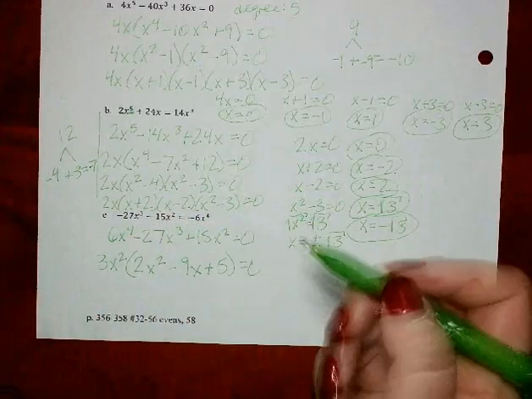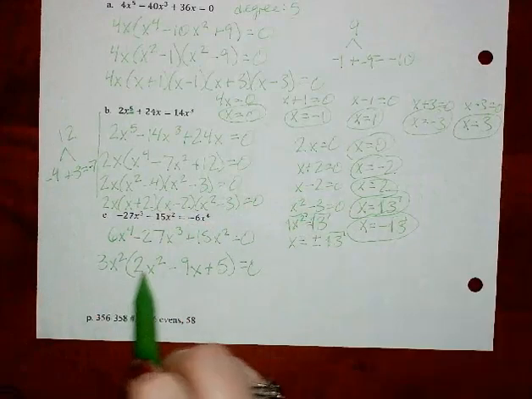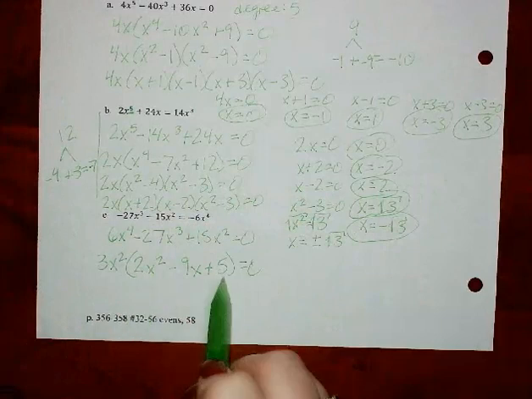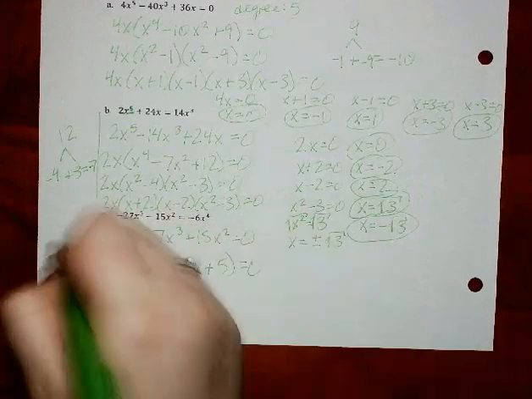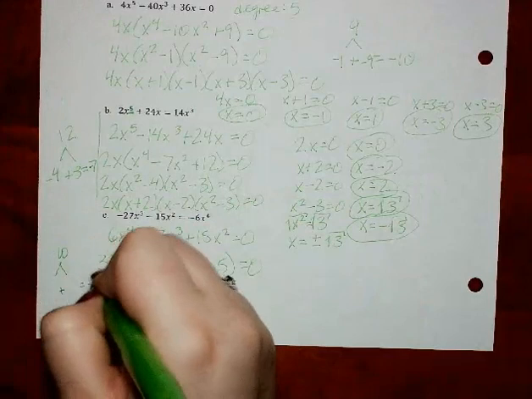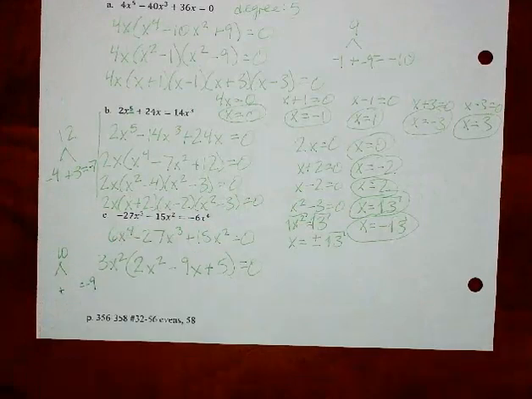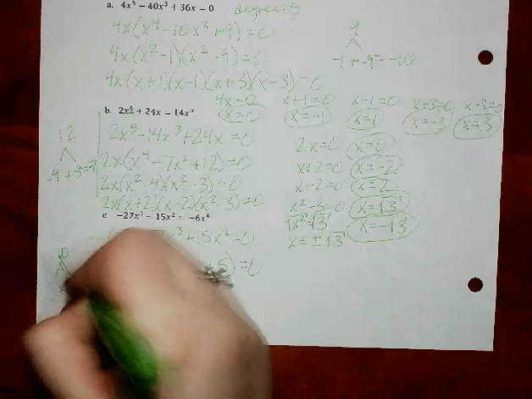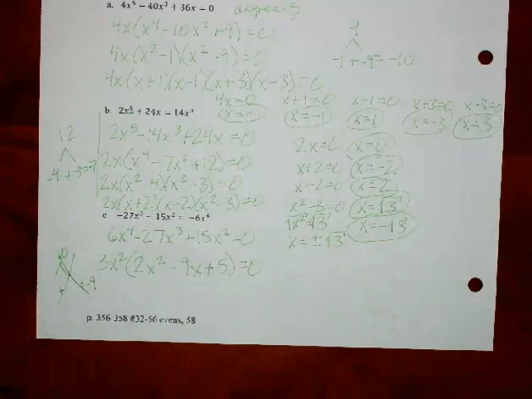Now, we have a number in front here, so we have to take a times c, and we get 10. We want two factors of 10 that add to negative 9. We could do negative 10 and 1, but that would multiply to negative 10. So nothing factors like that. So we cannot factor this anymore.